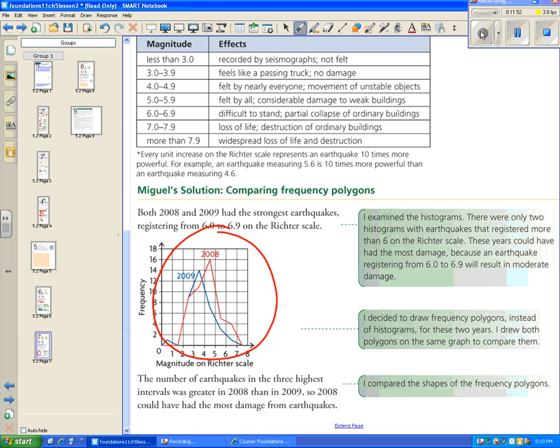So the number of earthquakes in the 3 highest intervals was greater in 2008. So our 3 highest intervals were here, here, and here. And that's where our damage occurs. So he said that 2008 could have had the most damage from earthquakes.